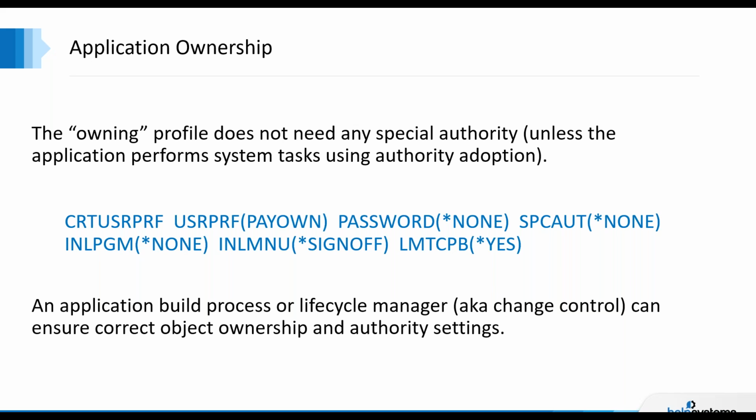And under that, what I've done here is give you visibility into how I might create an ownership profile. So I've leveraged, of course, the CRTUSRPRF command. I have indicated the name of the profile here, which is going to be payown. I've said that there's no password associated with this account. And what does that mean? It means that the profile cannot be used for sign-in. It doesn't mean you don't have to have a password. It means there is no password, which means this is not a profile eligible for connection.